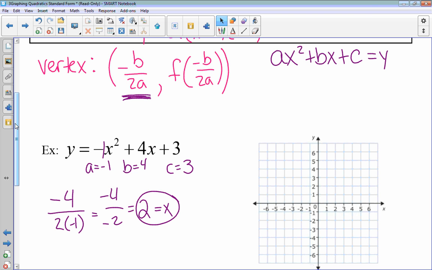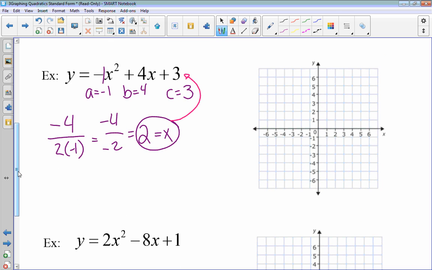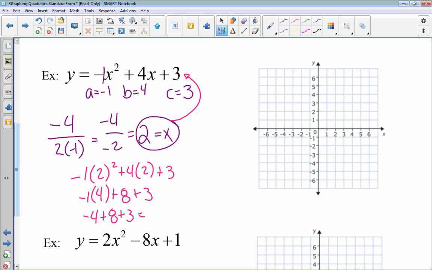So I'm going to take this 2, and I'm going to plug it into my equation for x. Here I'm going to say negative 1 times 2 squared plus 4 times 2 plus 3. Then if I follow order of operations, 2 squared is 4. 4 times 2 is 8. One more time, negative 1 times 4 is negative 4. And if I combine all of these, I get 7. So now I have the point, my vertex. On my graph, I'm going to the point 2, 7, which is right here.